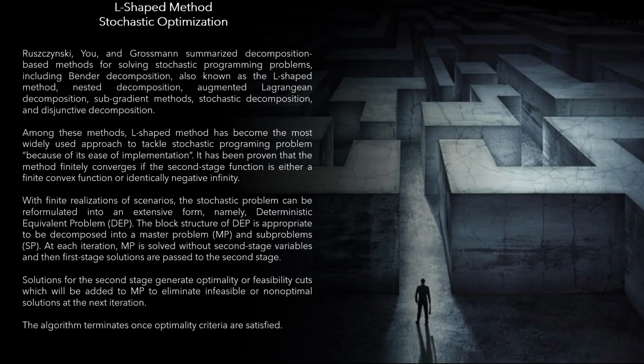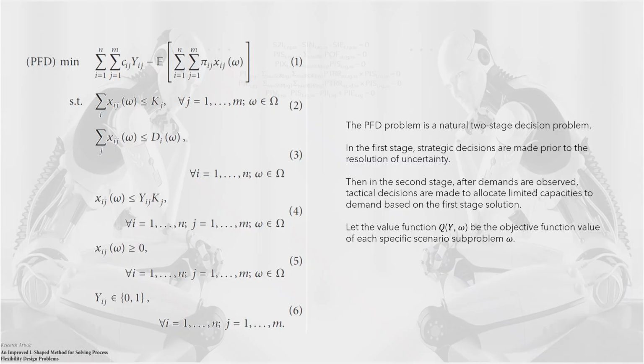At each iteration, MP is solved without second stage variables and then first stage solutions are passed to the second stage. Solutions for the second stage generate optimality or feasibility cuts which will be added to MP to eliminate infeasible or non-optimal solutions at the next iteration. The algorithm terminates once optimality criteria are satisfied. The models included in the implementation are presented below.